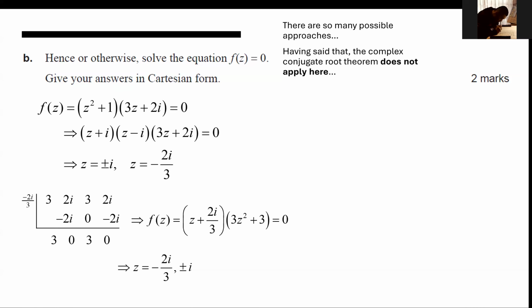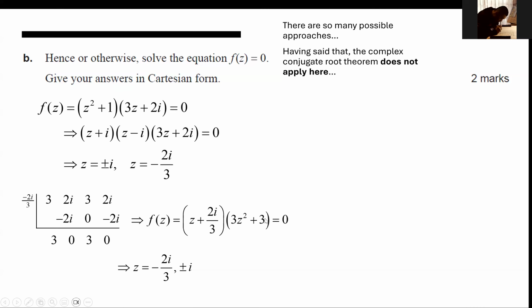Alternatively, you may want to use some sort of long division. Just notice if you are going to put minus 2i over 3 here, what you factorize out is z plus 2i over 3 rather than 3z plus 2i. And the other quadratic polynomial will be 3z squared plus 3. Yes, you could push the 3 to the other linear factor, but eventually you just get plus or minus i from the second quadratic factor.